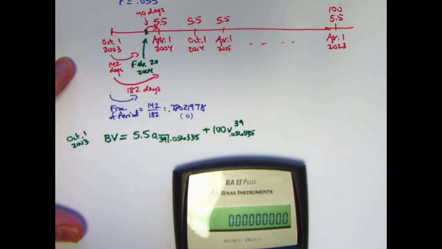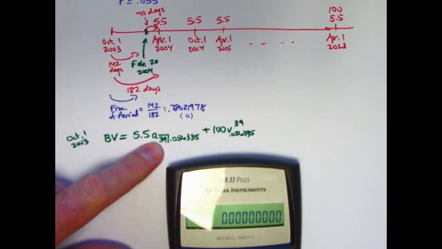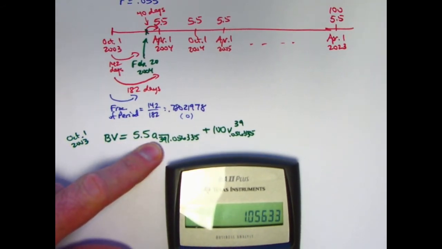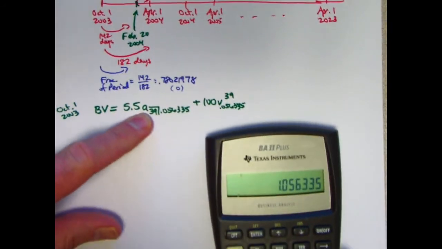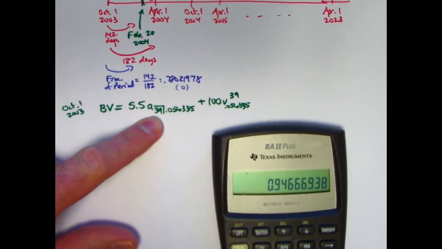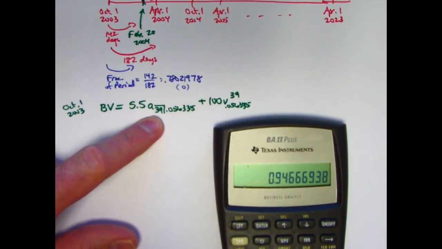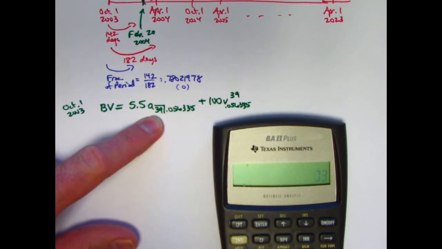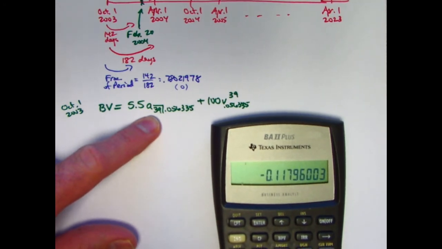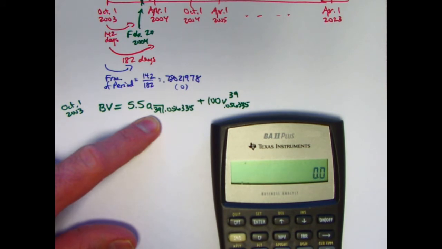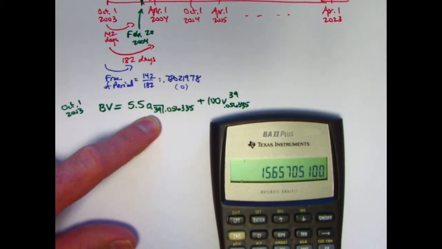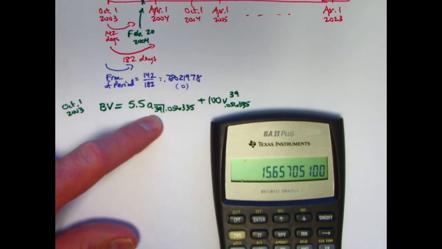That'll help us get our bearings here. So let's see, 1.056335 is 1 plus j. The reciprocal of that is v, raised to the 39th power, subtract from 1, divide by 0.056335. A is about 15.657.